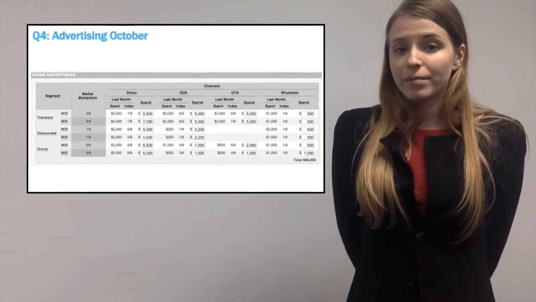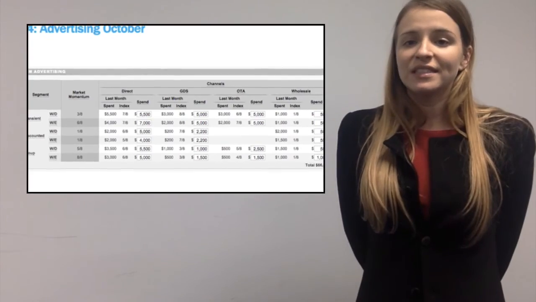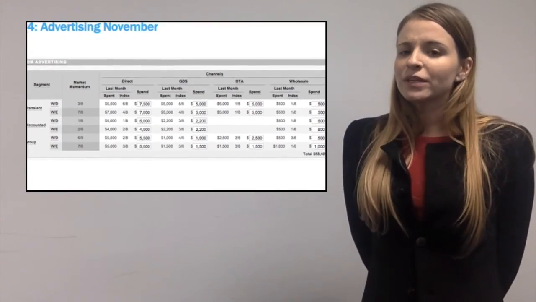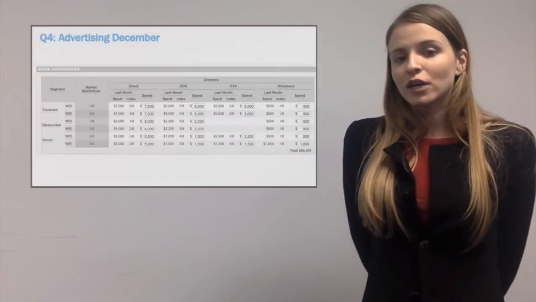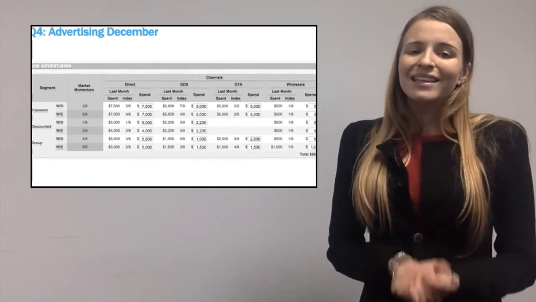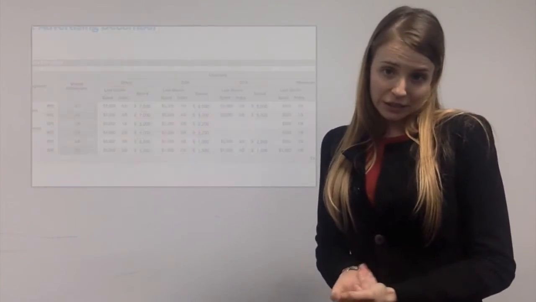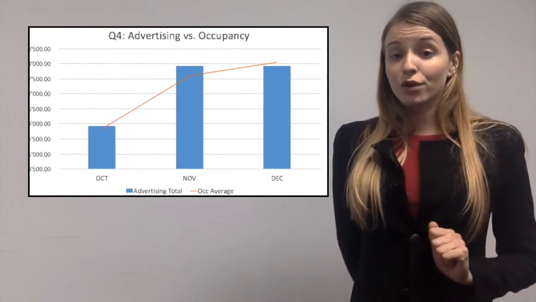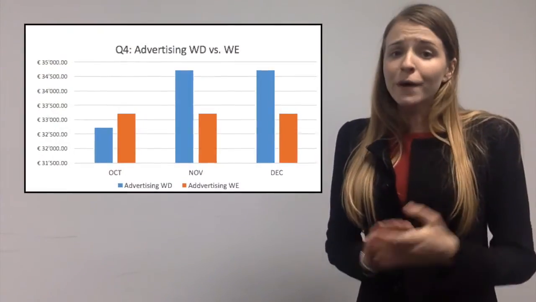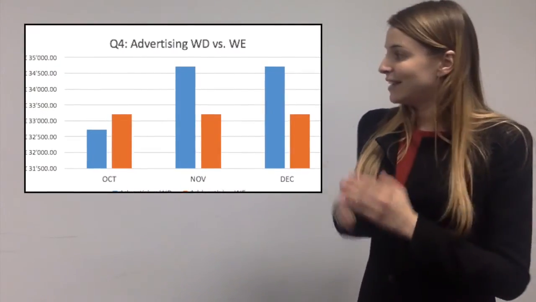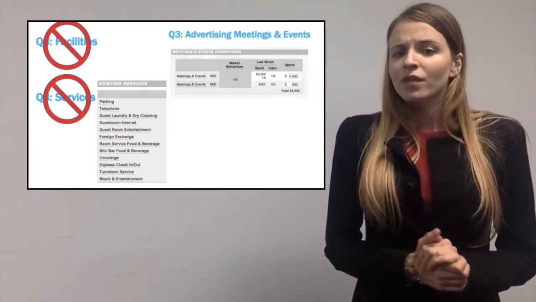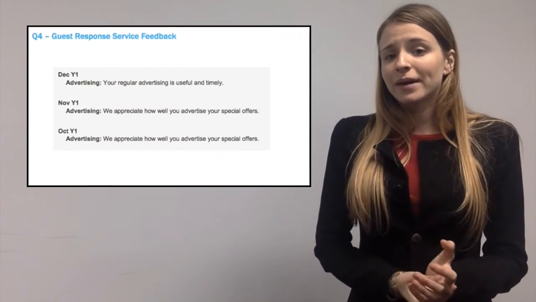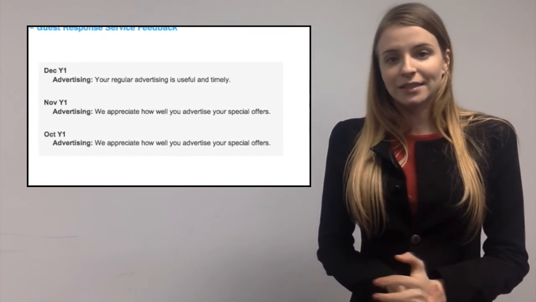From October to November and December, we increased the amount invested in direct channels as our market momentum was very low. We should have also increased OTA and GDS advertising in order to attract more customers, as the fourth quarter is more of a low season. The correlation between occupancy and advertising is perfectly clear in the fourth quarter, and in November and December, we almost doubled the amount invested in weekdays than in weekends. There were no changes in services, facilities, nor in refurbishment, and our guest feedback remained positive in terms of advertising.